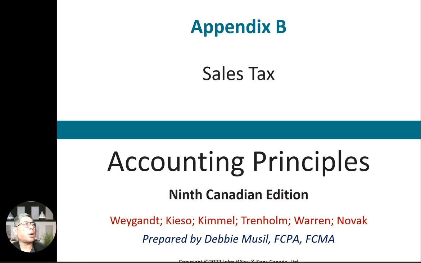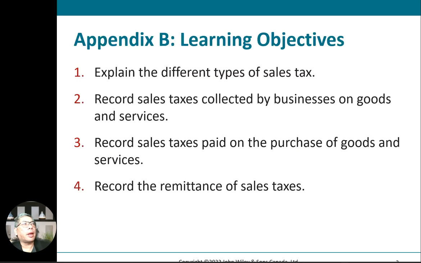after my video. Okay, so I'm going to cover Appendix B, sales tax, from the Accounting Principles 9th edition using Wiley Plus. This is owned by Wiley Plus in terms of copyright. Let's start explaining Appendix B here. We have about four objectives.